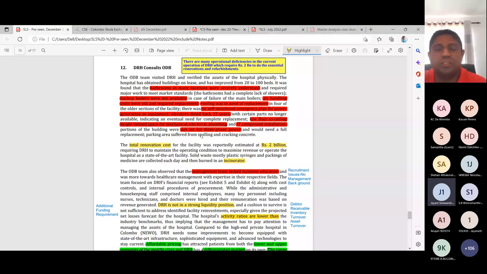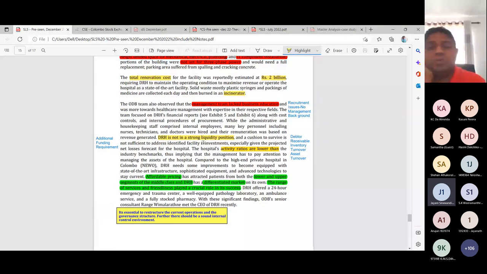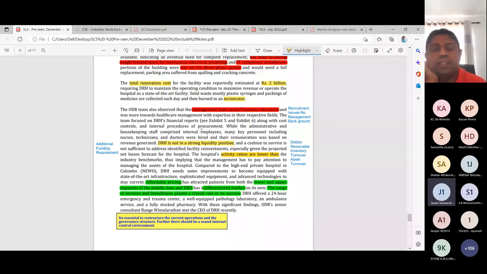Required for DRH to maintain the operating condition and maximize revenue, operating the hospital as a state-of-the-art facility. Solid waste, mostly plastic syringes and packing of medicine, are collected each day and then burned in an incinerator. There may be some issue about even this waste management. Earlier also we have found the same. The ODB team also observed that the management team lacked business education. So because they changed the recruitment policy, no? Initially there were management trainees and then they stopped that policy and started to recruit people who have some other background like medicine. Right? The management team lacked business education and was more toward healthcare management expertise in their respective fields. I think that's one of the mistakes. I think there should be some management background people also.